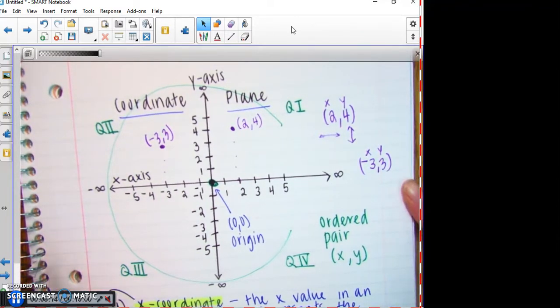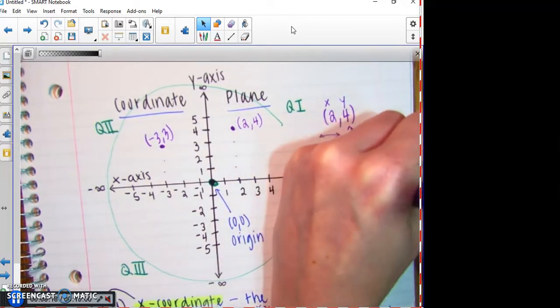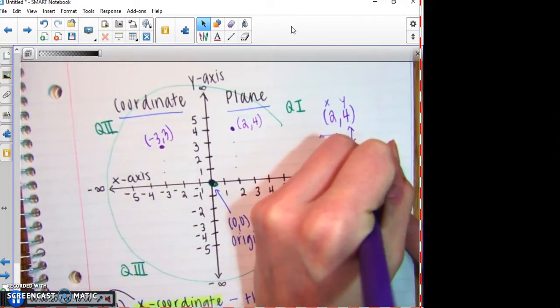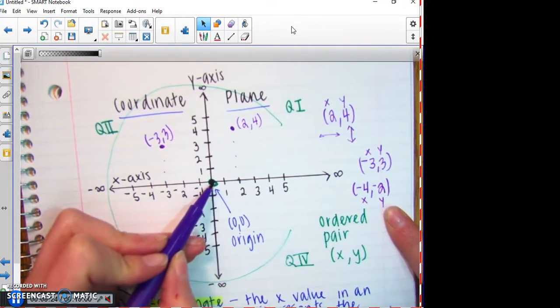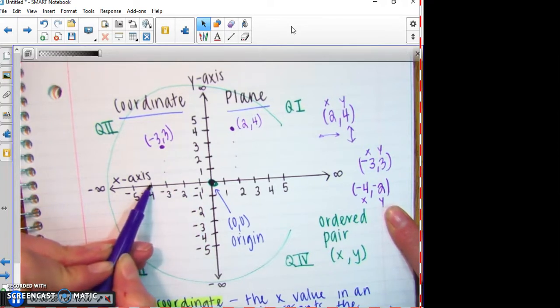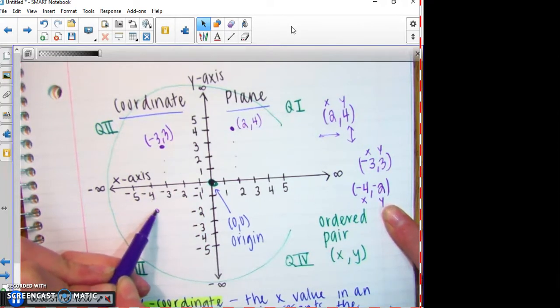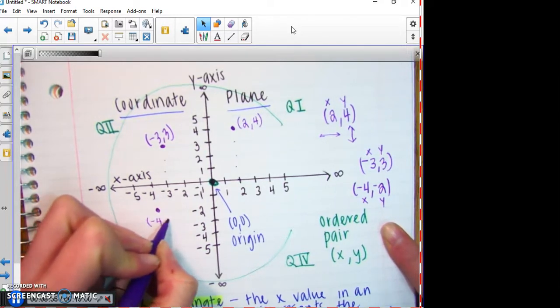All right, quadrant 3, let's say we had (-4, -2). Negative 4 is the x-coordinate, and negative 2 is the y-coordinate. So we start at the origin, move 1, 2, 3, 4 to negative 4 on the x-axis, and then down to negative 2 on the y-axis. So there's (-4, -2).